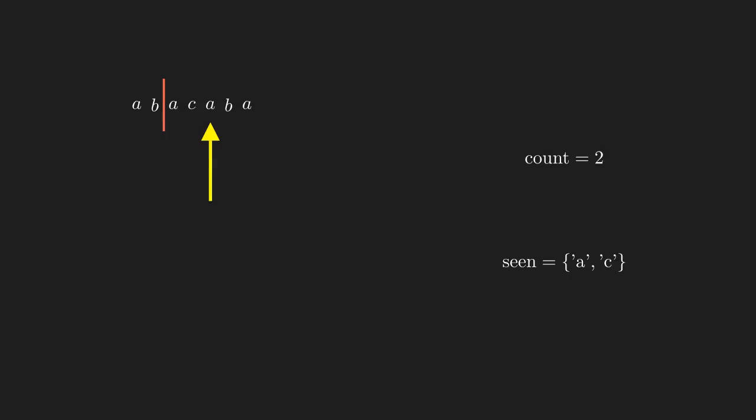At index 4, the character is a. We check the seen set. Once again, we find that a is already present. We've hit another duplicate wall. We cannot append this to the current substring AC. We must make another cut.